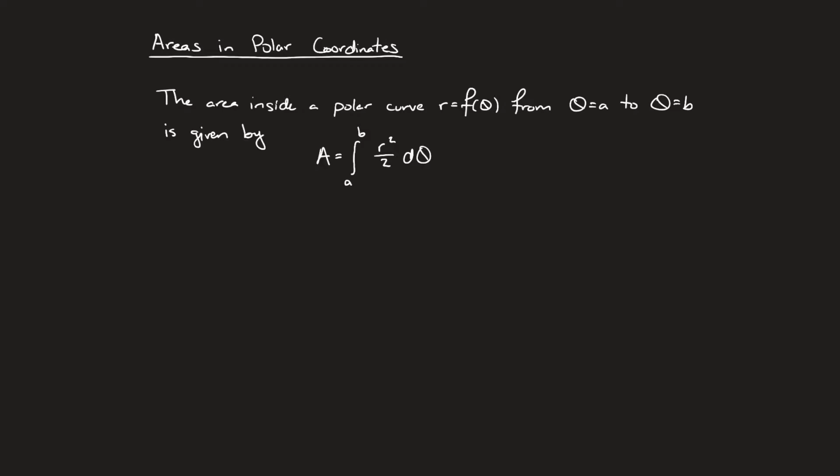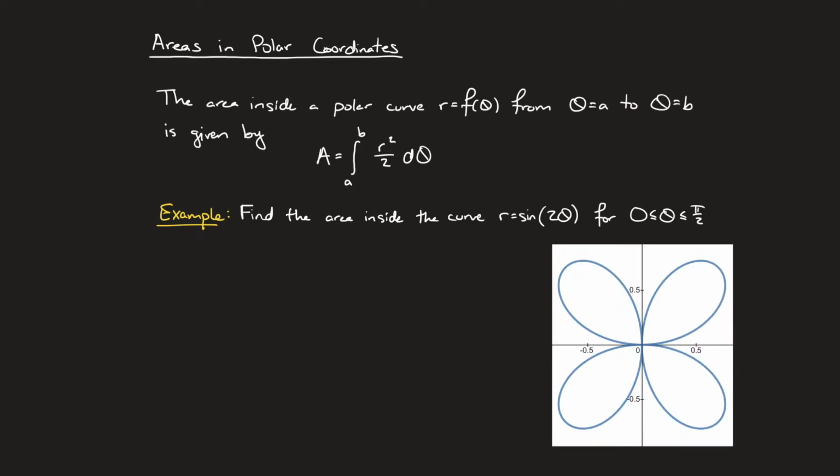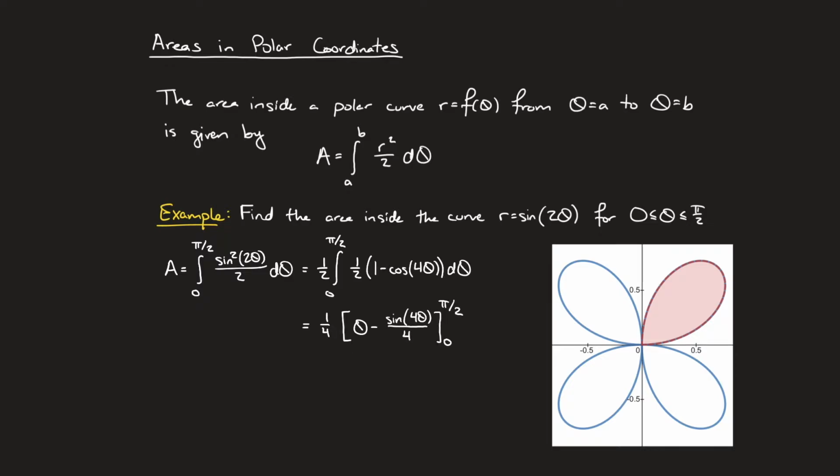Let's go ahead and apply this formula to the example r equals sine of 2 theta, where theta goes from 0 to pi over 2. Recall that the graph of this function is a 4-petal rose, and we're going to compute the area of this top right petal here. To do that, we just apply the formula and get that the area is given by the integral from 0 to pi over 2 of sine squared of 2 theta over 2. To solve this integral, we use the power reducing formula and then plug in our bounds to find that the area is pi over 8.